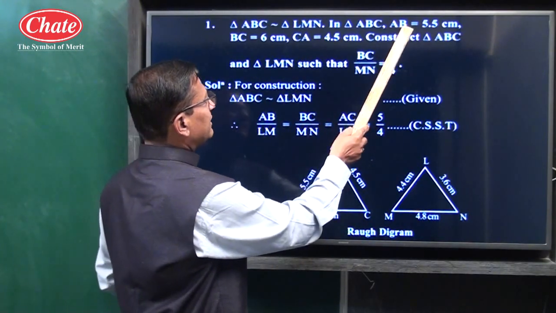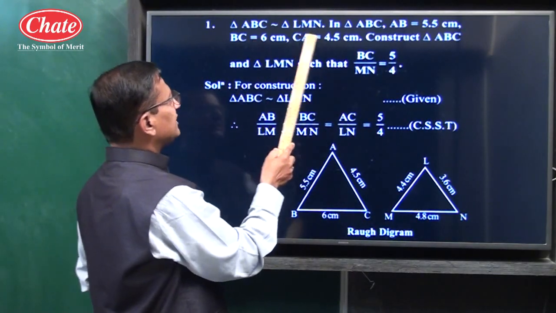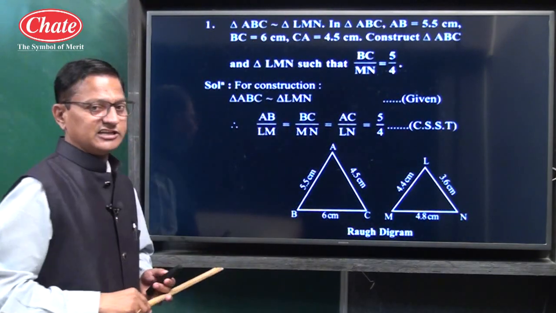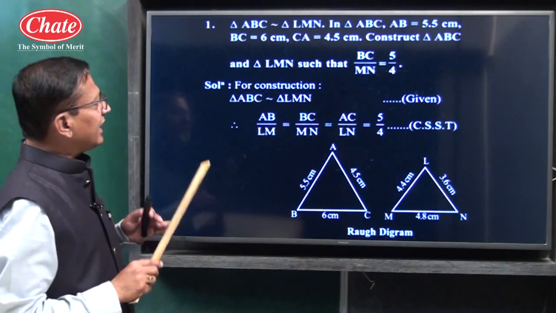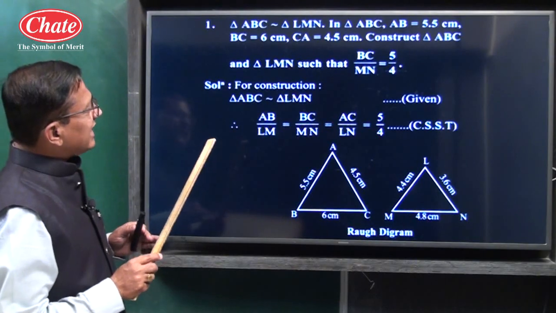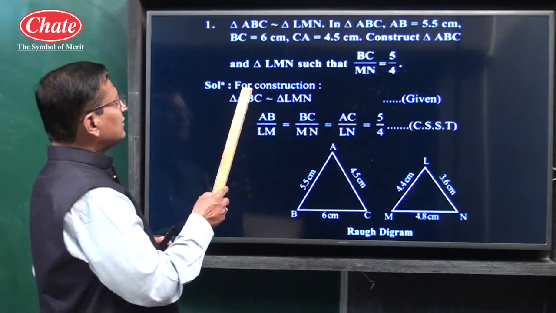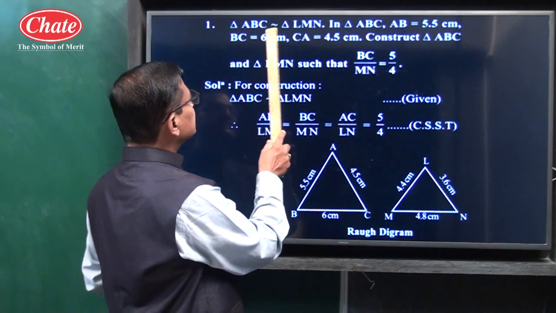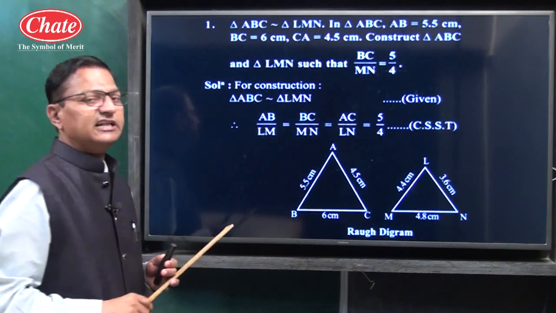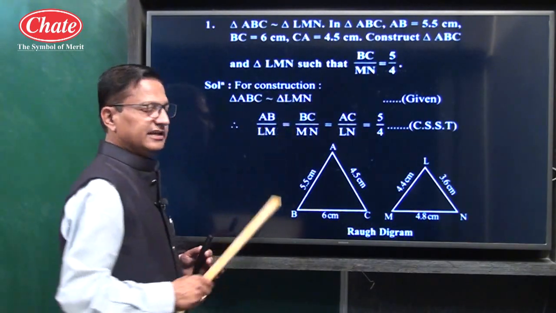the given information: AB is equal to 5.5 centimeter, BC is equal to 6 centimeter and CA is equal to 4.5 centimeter. We have to calculate for drawing triangle LMN. See here. For construction, the first given thing is triangle ABC is similar to triangle LMN. Take this, triangle ABC similar to triangle LMN.